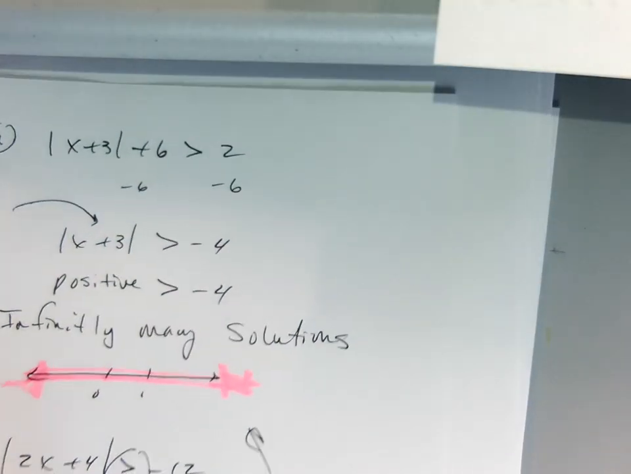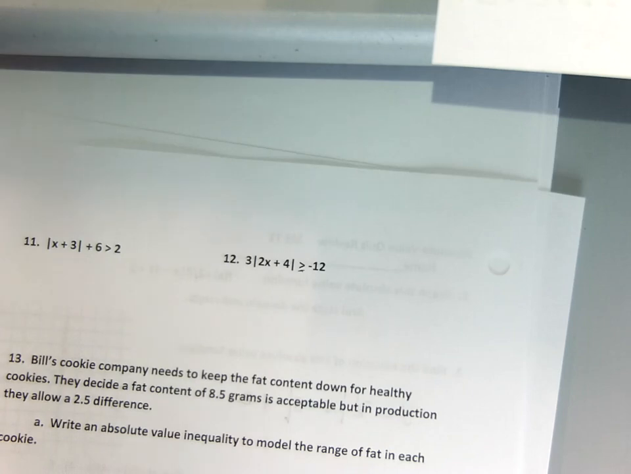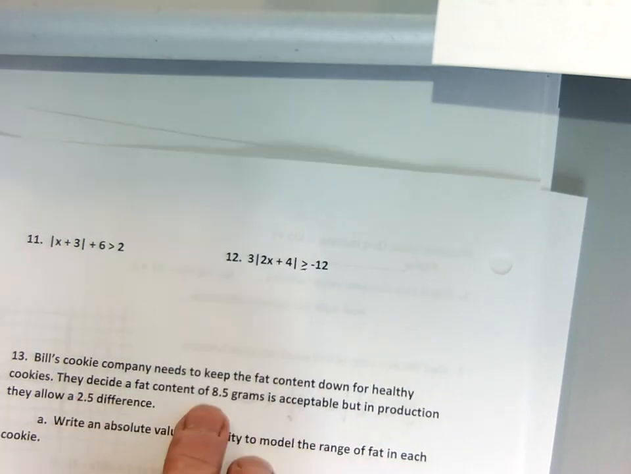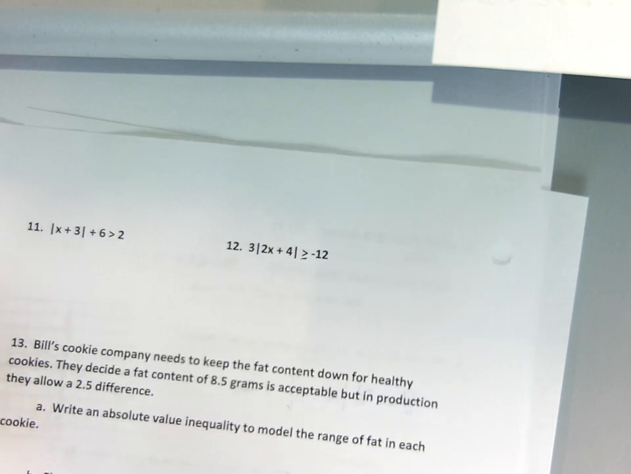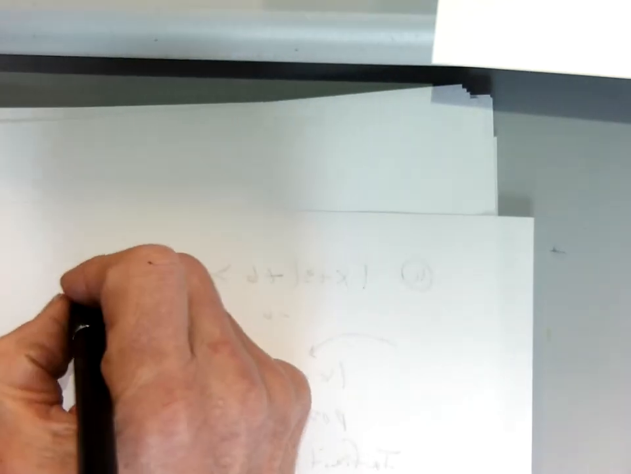Number 13. Let's look at 13. Bill's Cookie Company needs to keep the fat content down for healthy cookies. They decide fat content of 8.5 grams is acceptable, but in production they allow 2.5 difference. That's quite a bit, actually. Write an absolute value inequality. Okay, so I'm going to do this.